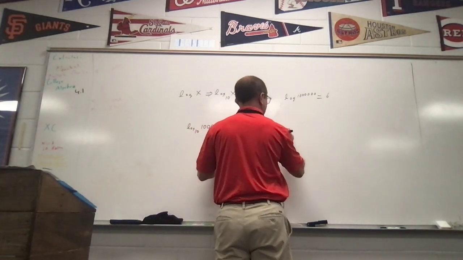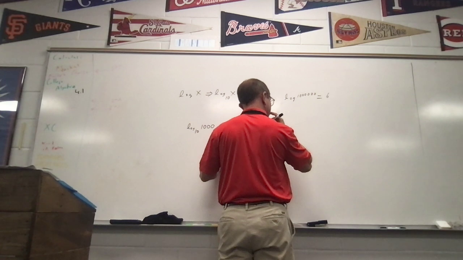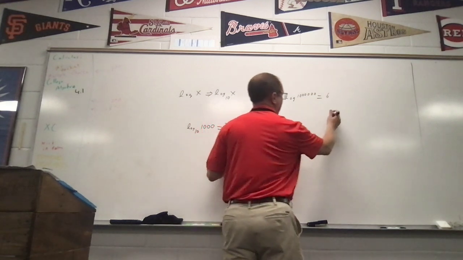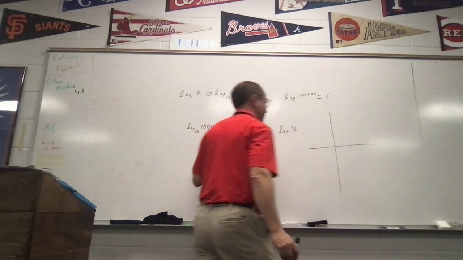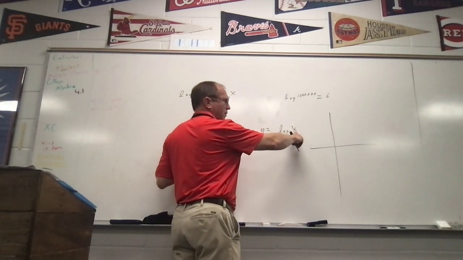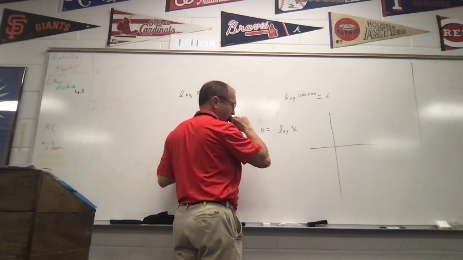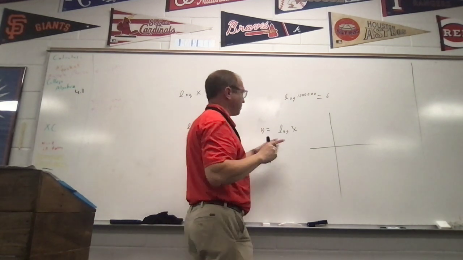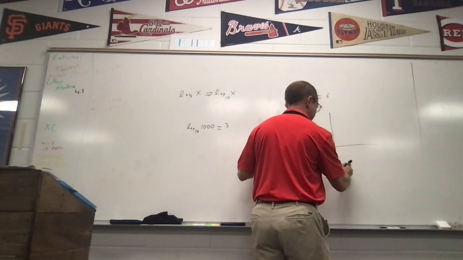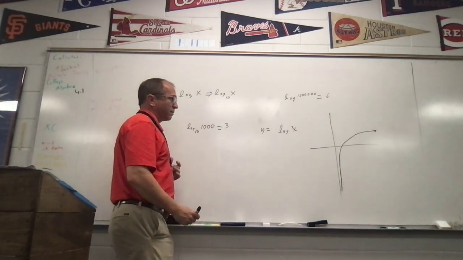Okay, so again, just the regular common log of x, and we want to graph this. Well, think about what we said, that the base can't be 1. It can't be negative. So what winds up happening is this graph takes on this shape right here. Again, we looked at that a little bit earlier.